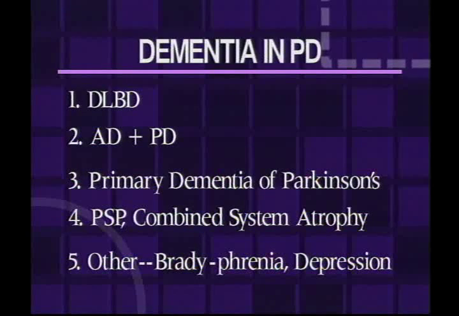Thirdly, there are some patients with Parkinson's disease who develop dementia and don't have Lewy body disease in their cortex and don't have Alzheimer's disease. And we're not completely sure what causes this. It's relatively uncommon, but it does occur. Fourthly, there are other types of degenerations of the brainstem. One is referred to as progressive supranuclear palsy, called PSP, and other diseases that also have dementia as a component. These are relatively rare. And finally, there are some things that look like dementia, but actually aren't.